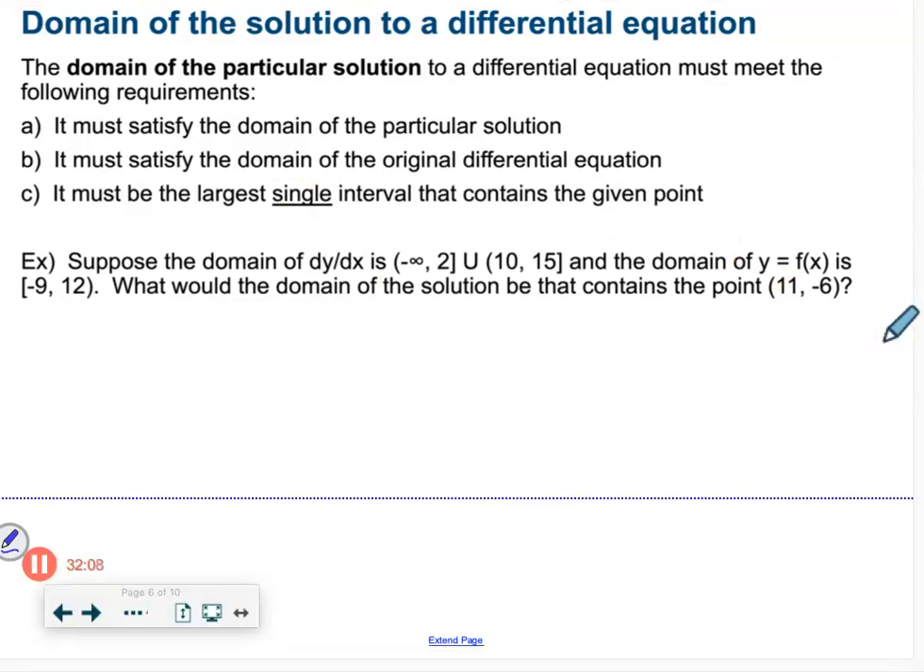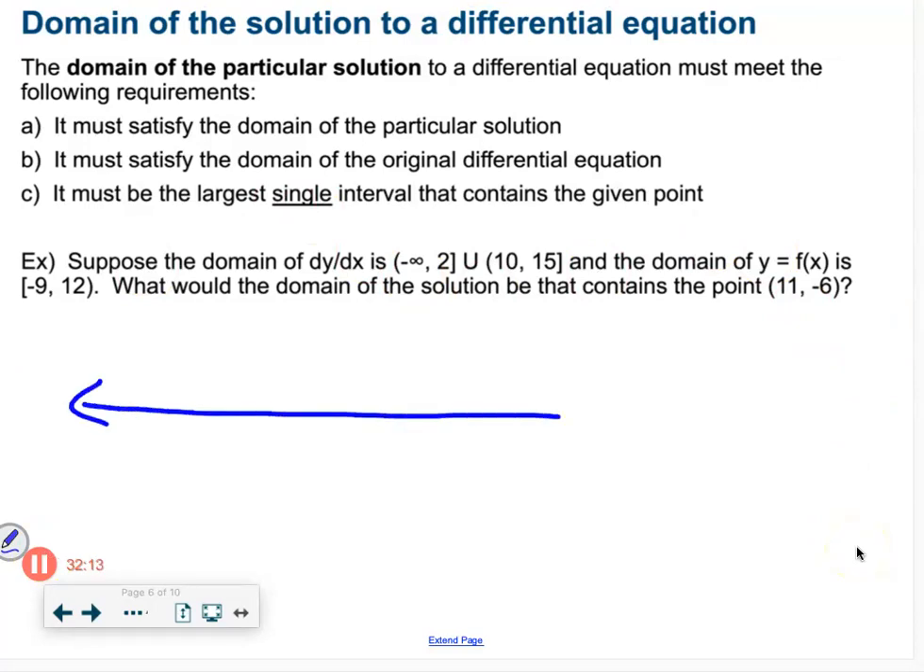For finding an intersection of domains. All right. So I do it with a big number line, and then on the number line, I just put all the numbers that are interesting. So I'm going to put 2, 10, 15, and then from this domain, I have a negative 9, and I have a 12. All right, and then I draw my domains above my number line.